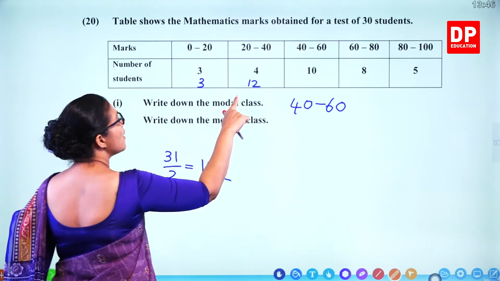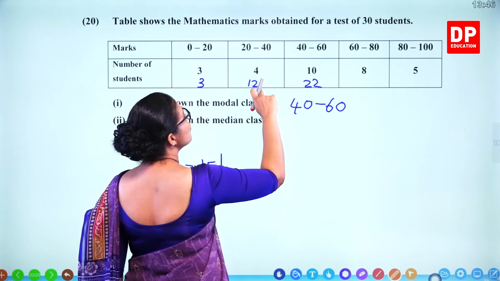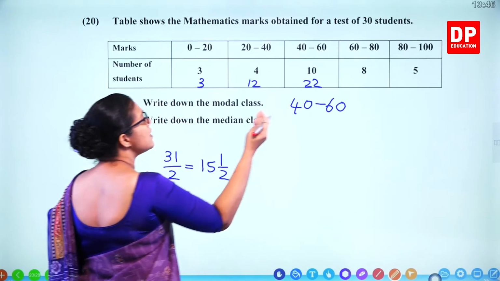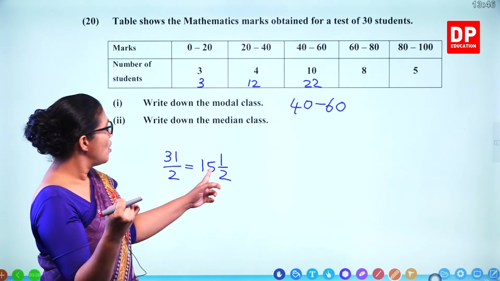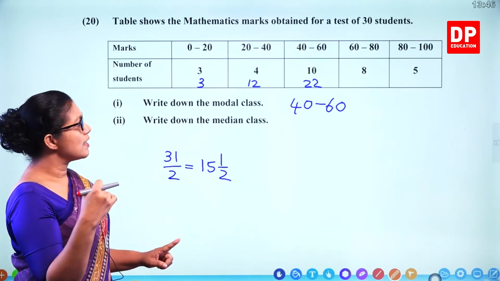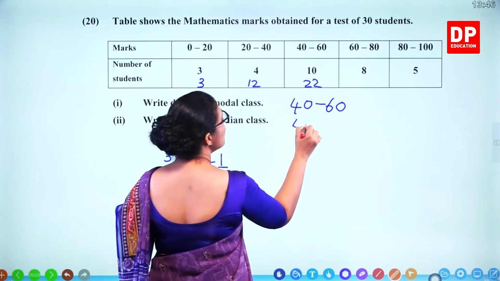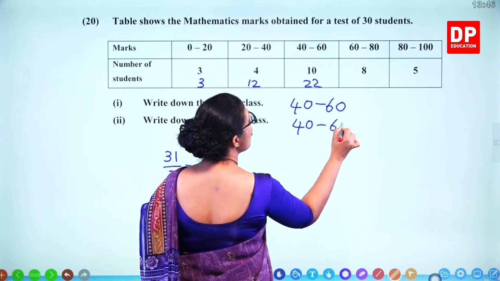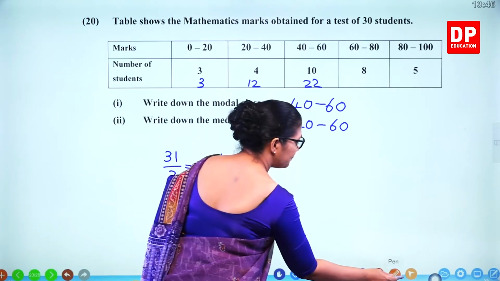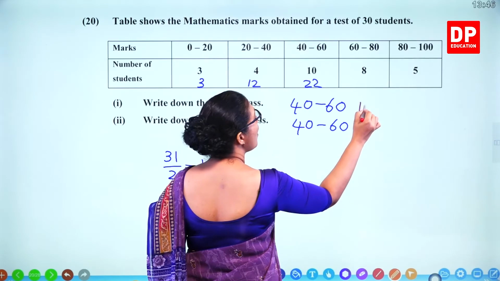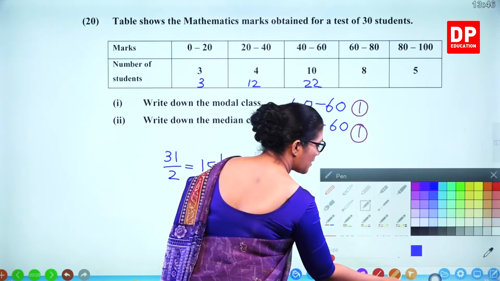3 plus 4, 12. So after 12 up to 22, it's here. So up to 12 only. 13th, 14th, 15th, 16th, 17th, up to 22. You get 40 to 60. So 15 and a half is also inside 40 to 60. So the median class is also 40 to 60. 1 mark for this and 1 mark for the median class.